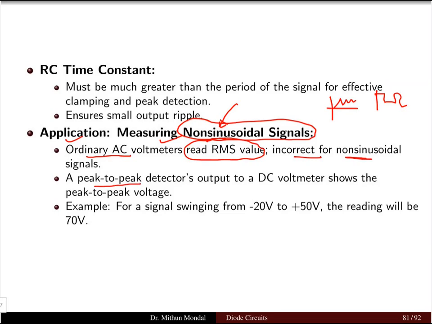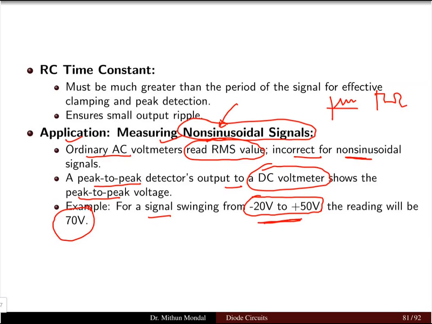A peak-to-peak detector output to a DC voltmeter, if we are using it for the measurement, will show the peak-to-peak voltage. For example, if a signal is swinging between minus 20 volt to 50 volt, then the voltmeter will be detecting 70 volt, because this is the range you have between minus 20 volt and 50 volt. So the peak-to-peak detector will be detecting 70 volt, and this signal is non-sinusoidal in nature.